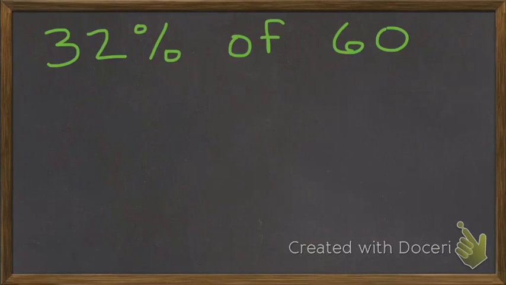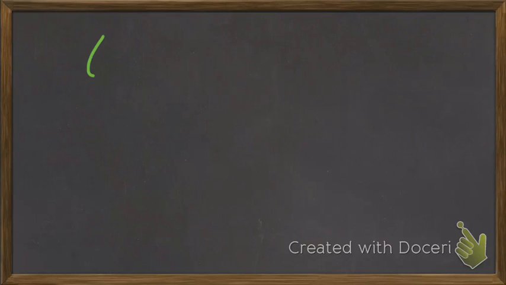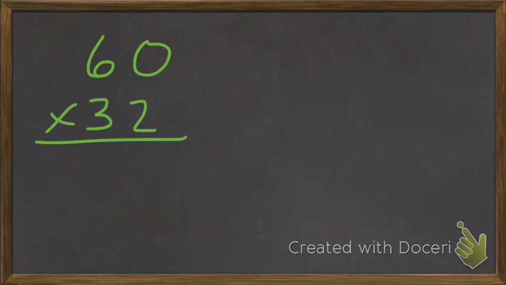So here we have 32% of 60. So we're going to change 32% to a decimal. 1, 2. Of means to multiply. And 60 will just stay as 60. So we have 32 hundredths times 60. So it's best to change it to a decimal like this. So 60 times 32 hundredths.